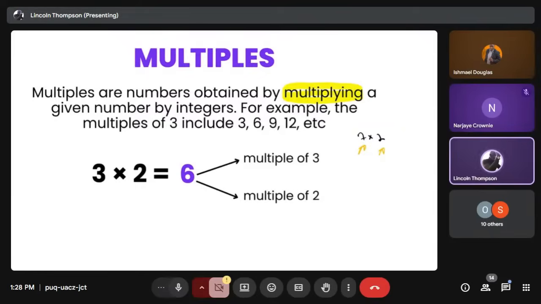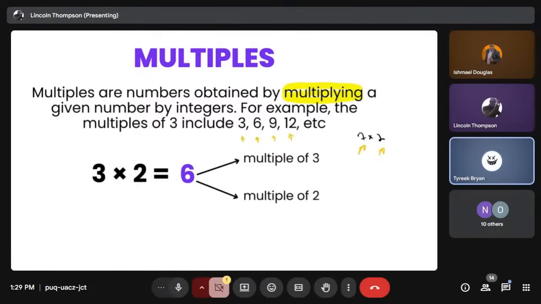So we're going to touch on some of that moving forward, but we're just chipping the ice a little bit for this session. So multiples are numbers obtained by multiplying a given number by integers. So multiply a number by a certain type of number. For example, the multiples of 3 would include 3, 6, 9, 12. What did we multiply 3 by to get 3, to get 6, to get 9, and to get 12?